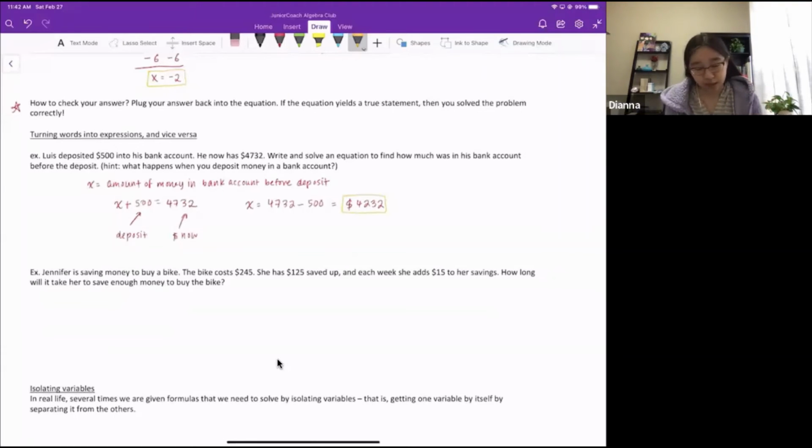Jennifer is saving money to buy a bike. The bike costs $245. She has $125 saved up, and each week she adds $15 to her savings. How long will it take her to save enough money to buy the bike?